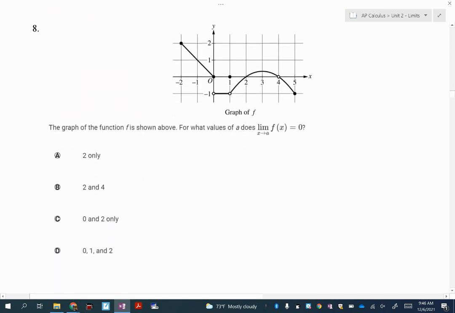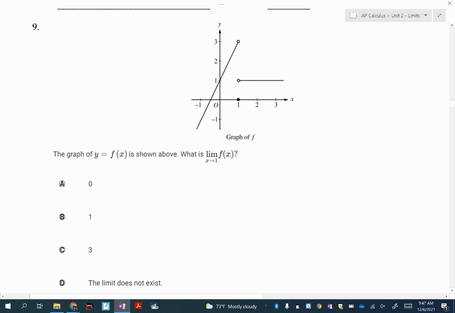Okay, number 8. For what values of a does the limit as x approaches a of f of x equal 0? Okay, well, let's look at 2. From the left and from the right, we're approaching 0, so that works. Let me just write 2 works so far. Let's try 4. 4 works from the left and from the right. That one also works. Let's try 0. From the left and from the right of 0, they don't approach the same y value, so 0 is not going to work. So it's just going to be 2 and 4, or B.